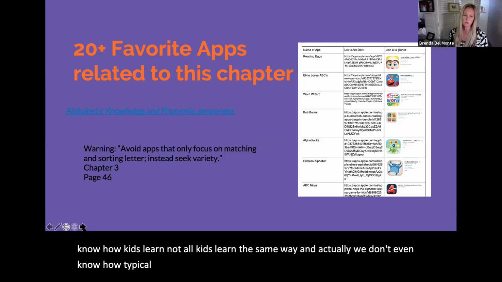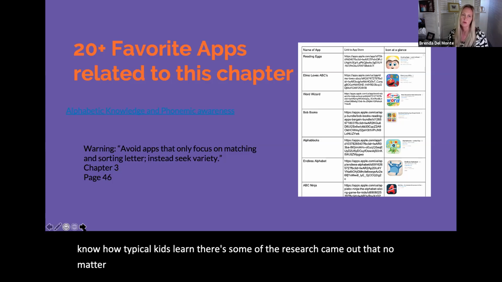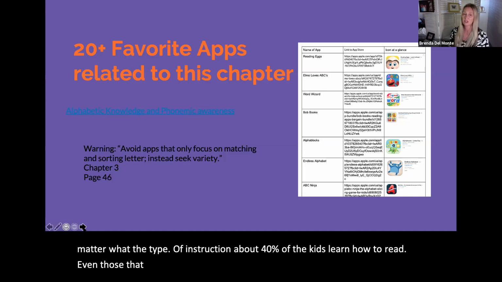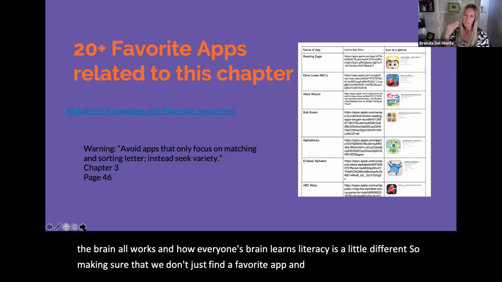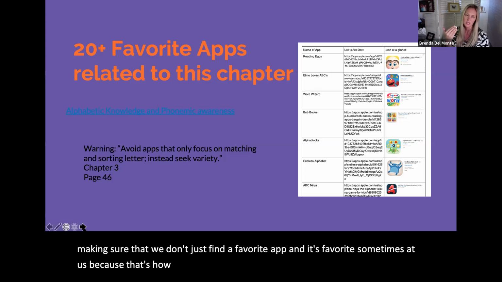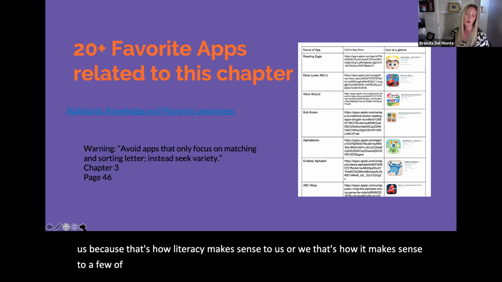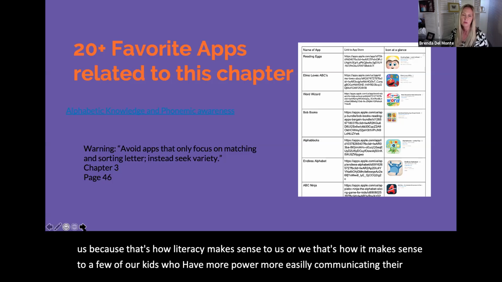Some of the research came out that no matter what the type of instruction, about 40% of the kids learn how to read, even those that don't get a lot of explicit instruction. So we don't really know how the brain all works, and how everyone's brain learns literacy is a little different. So making sure that we don't just find a favorite app, and it's favorite sometimes to us because that's how literacy makes sense to us, or that's how it makes sense to a few of our kids who more easily communicate their needs. But we want to make sure that we have variety.